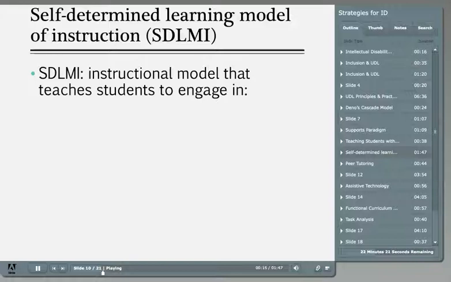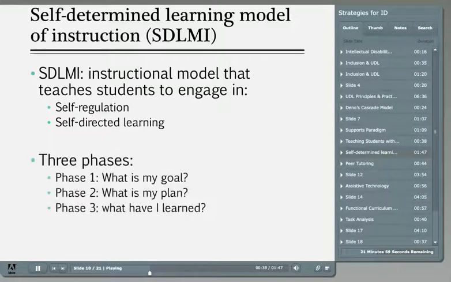One strategy that builds on the concept of self-determination is a self-determined learning model of instruction, or SDLMI. The self-determined learning model of instruction is an instructional model that teaches students to engage in self-regulated and self-directed learning. The SDLMI, which is based on component elements of self-determined behavior, such as goal setting, problem solving, and decision-making, assists with curriculum augmentation for students with disabilities and helps students to promote self-determination and access the general curriculum.